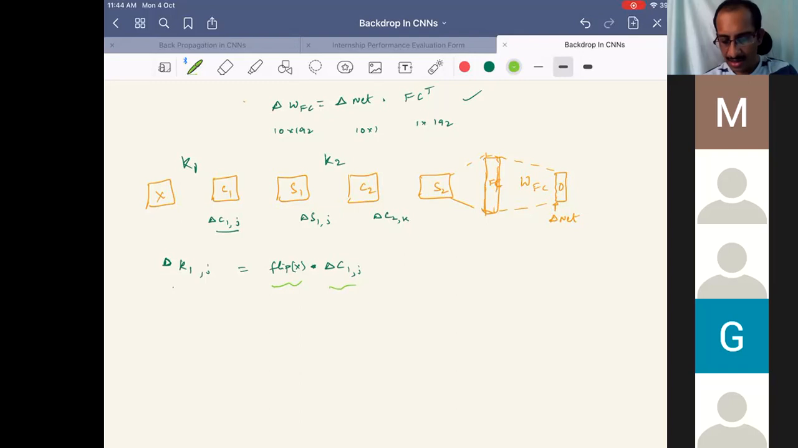Is this clear? Now, if you want to write delta k2 comma j comma k, because k2 has both j and k, right? Then what are the things that are involved? What do you think are the things that are involved?